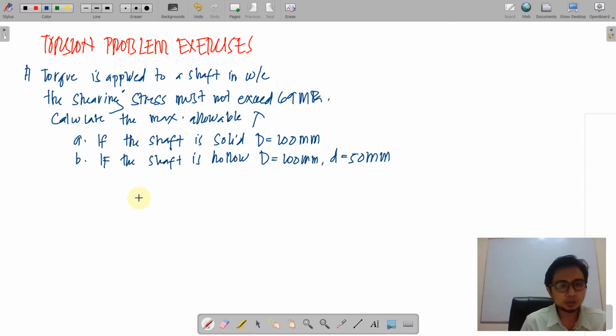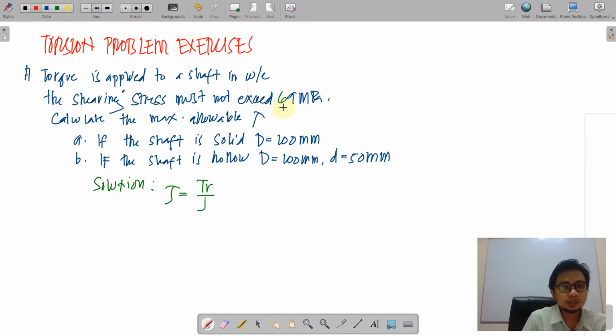As a solution, we recall the formula for torsional stress, which is expressed into this equation. Tau is equal to T R all over J. What is T here? The torque in Newton meter or Newton mm. And R here is the radius of the shaft, and J here is the modulus or the polar moment of inertia. So let us clearly define what are the given.